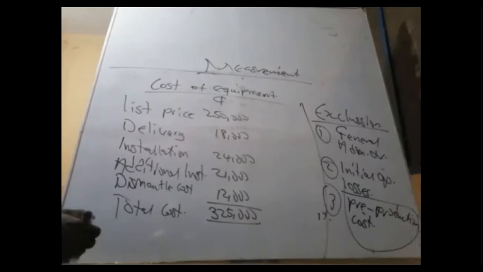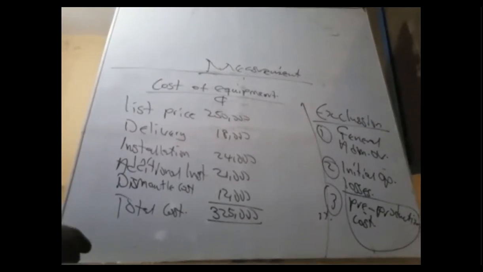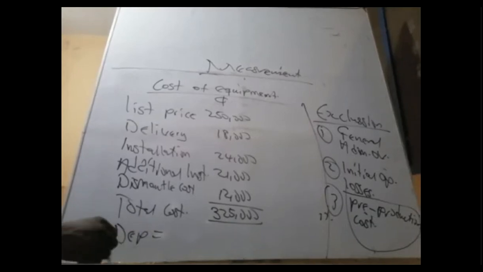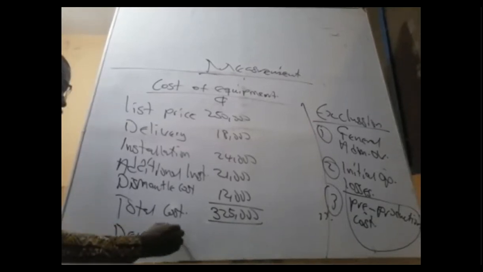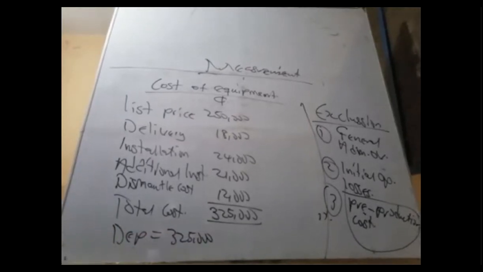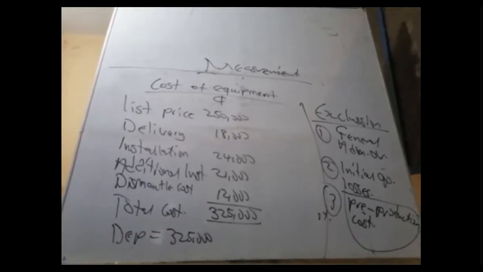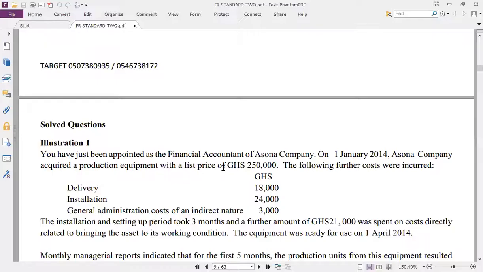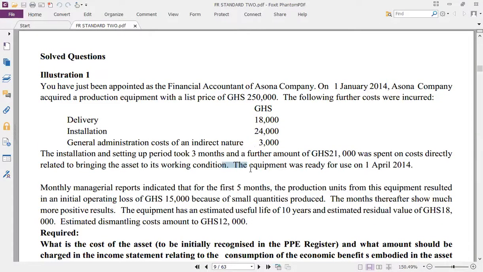Then the consumption of economic benefits, that's the depreciation. The depreciation will be as follows. Now, I'll take the 325. They give us some scrap value. I'll less it and divide it by the number of years. Now, for the first year, I'll multiply by the number of months that you used the equipment.